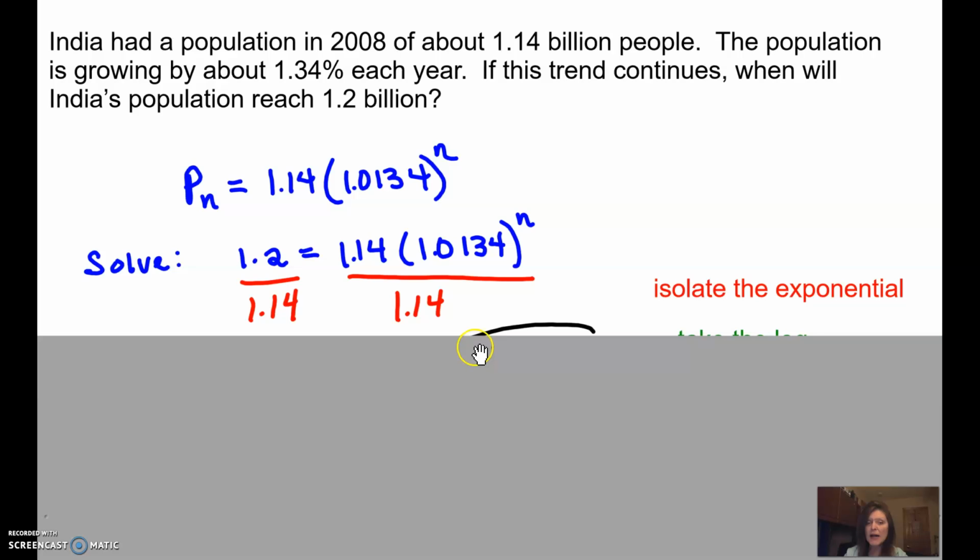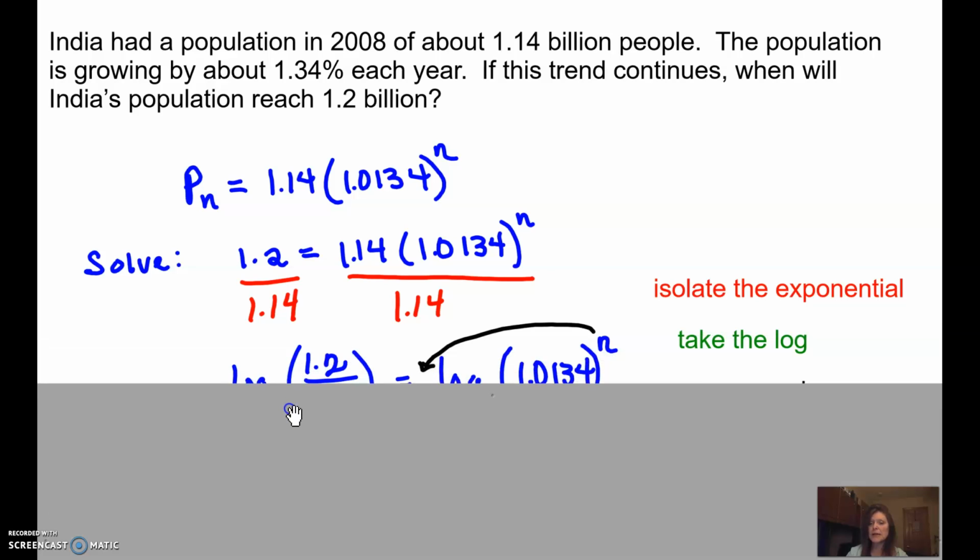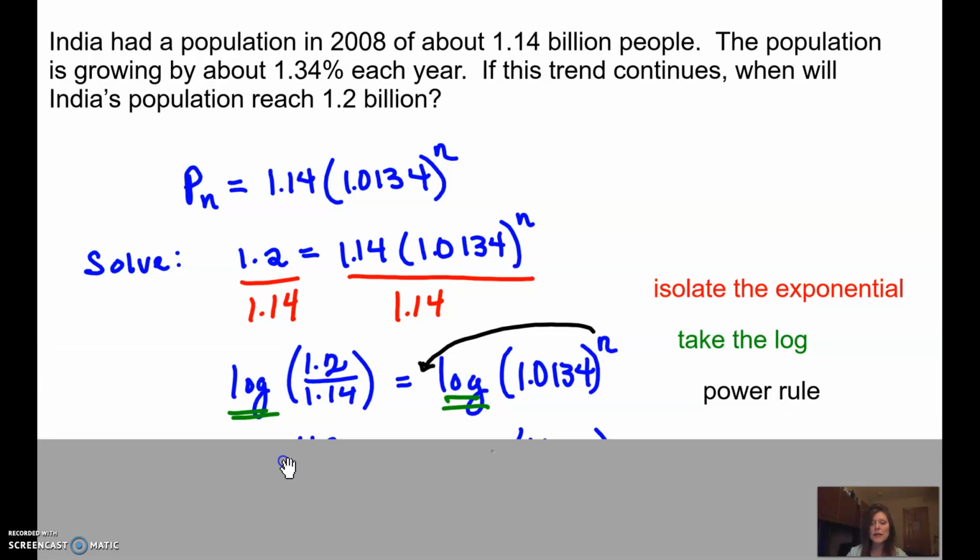So we're going to divide the 1.14 on both sides. And we're not going to worry about that left-hand side. We're not going to simplify or try to get a decimal answer that's rounded. We don't want to introduce any error, so just leave the messy fraction at this point. Once you've isolated, then you're going to take the log of both sides and apply the power rule.